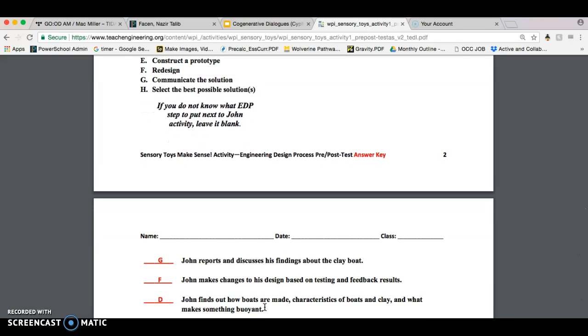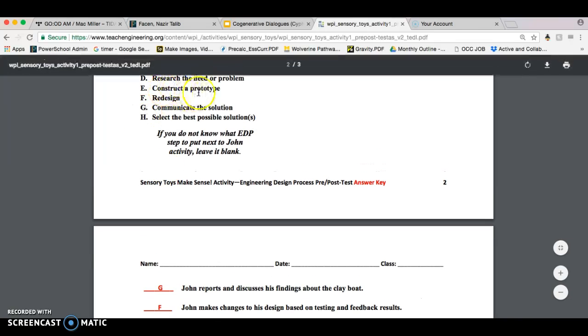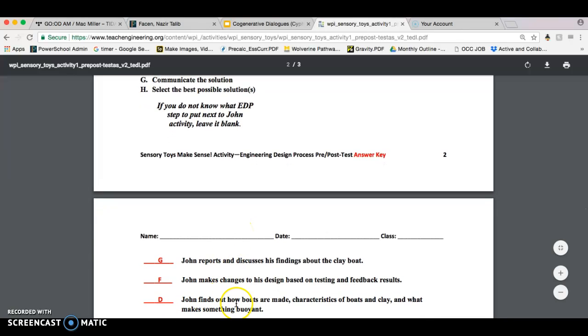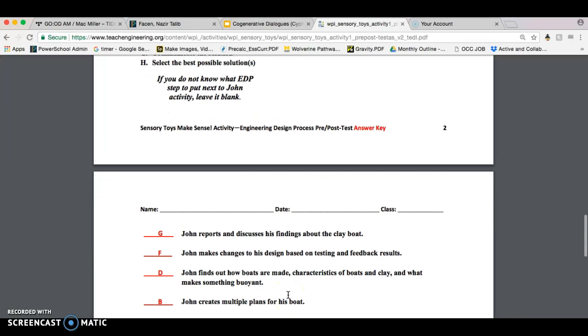John finds out how boats are made, characteristics of boats and clay, and what makes something buoyant. So he's also doing some type of research, but he's researching the need or the problem. So finds out how boats are made, characteristics of boats and clay, and how they may become buoyant. So he had to do some research. So that's obviously D.